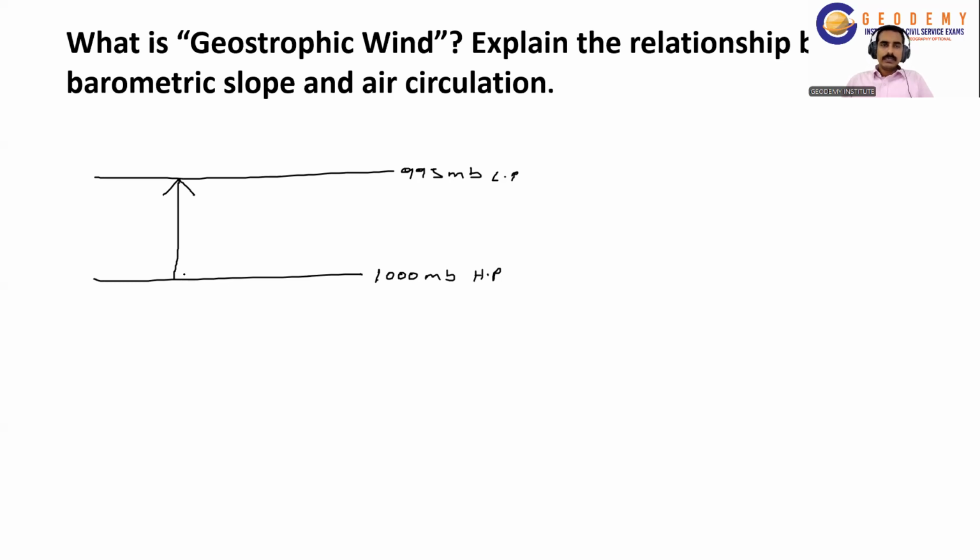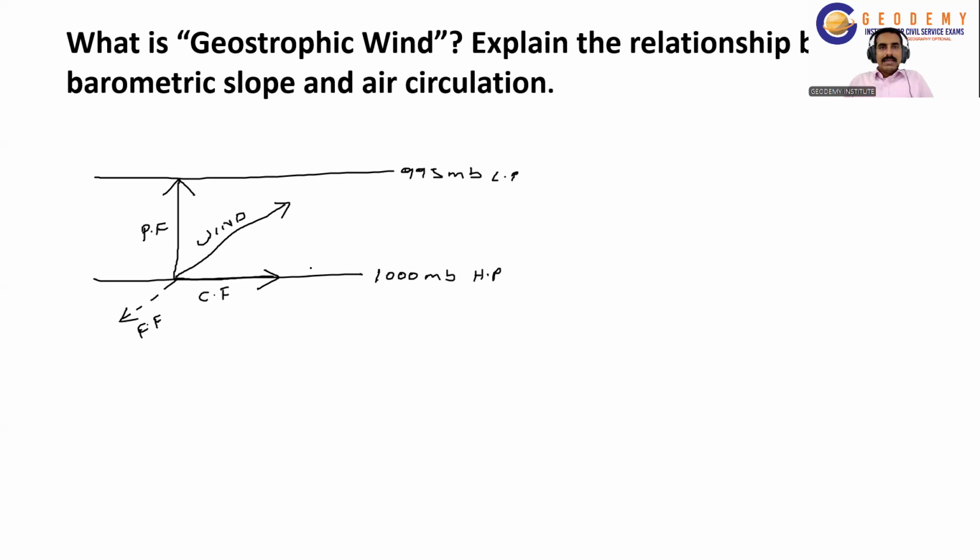But due to the frictional force and the Coriolis force, the wind velocity and the direction will be changed, because the Coriolis force will act on the wind and pull it in this direction, and the pressure gradient force will pull the wind in this direction. So by balancing these two forces, the wind will blow in this direction. The frictional force will act in the direction opposite to it. So the wind direction and velocity is determined by these three forces: pressure gradient force, Coriolis force, and frictional force.